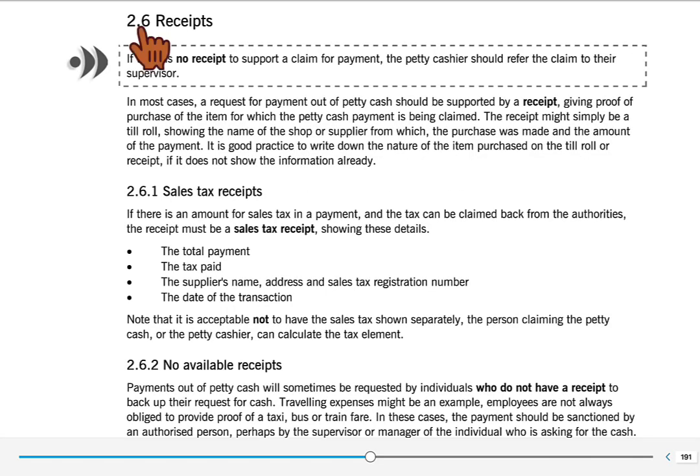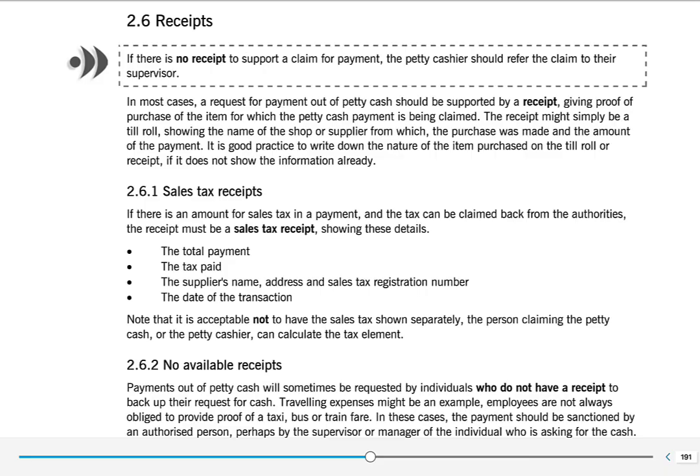Lesson 2.6 is called receipts. Students, this lesson is about one very simple idea. If you take cash from petty cash, you must bring proof. That proof is the receipt. A receipt is one of the strongest controls in petty cash because petty cash is real money and it can easily be misused if there is no evidence.